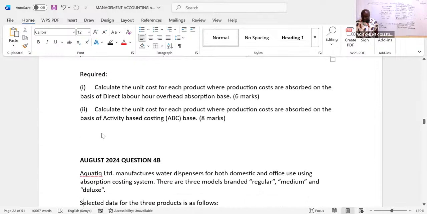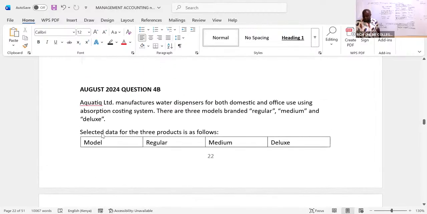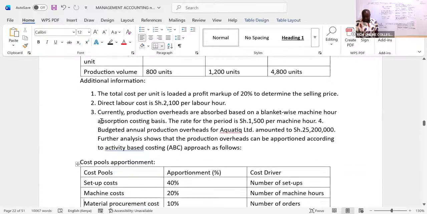The homework I'm giving you is August 2024, question number 4, the question of aquatic. Please finish doing that question, and ensure that you are posting your answer on WhatsApp.